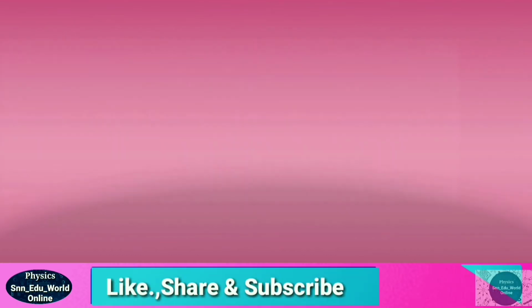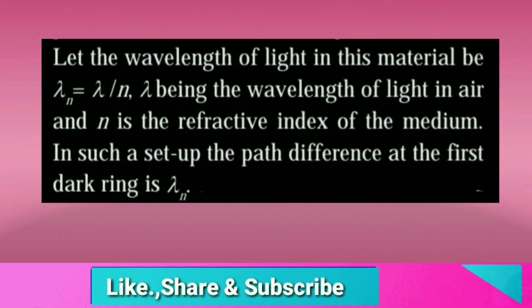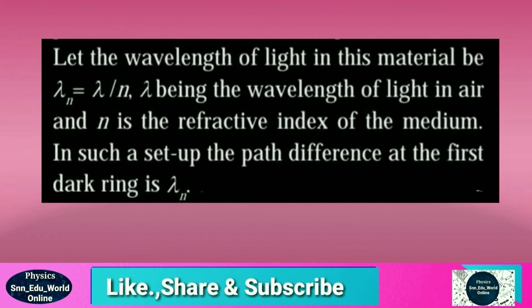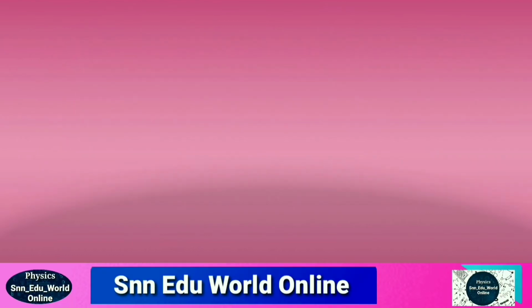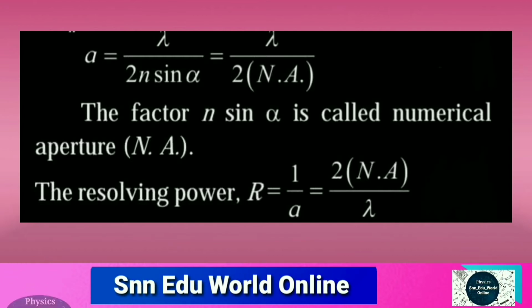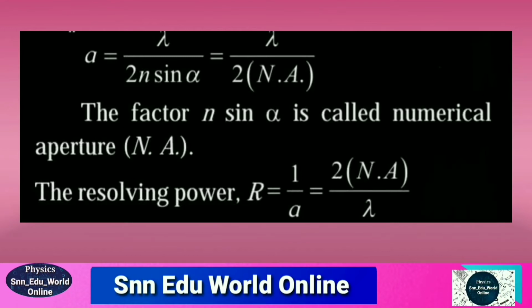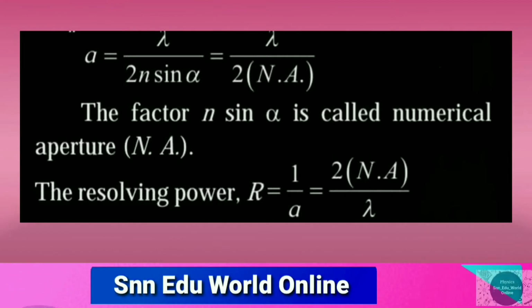Let the wavelength of light in this material be lambda n, that is lambda by n, lambda being the wavelength of light in air and n the refractive index of the medium. In such a setup, the path difference at the first dark ring that we observe here is lambda n. And as we know, A is equal to lambda upon 2n sine alpha, equal to lambda divided by 2 into numerical aperture, where n sine alpha is represented as the numerical aperture, NA.